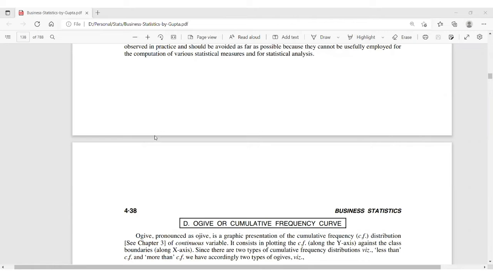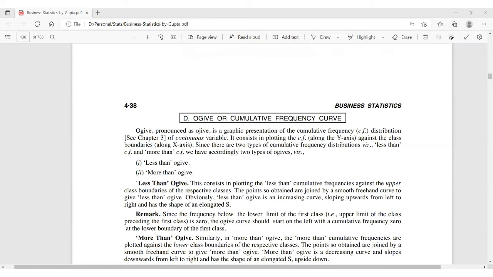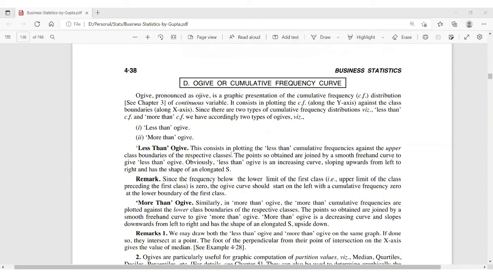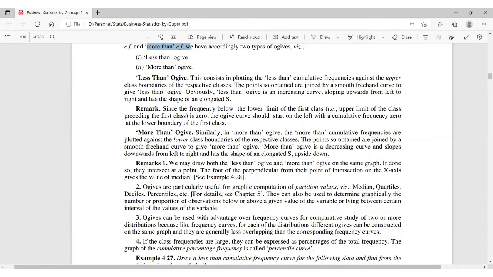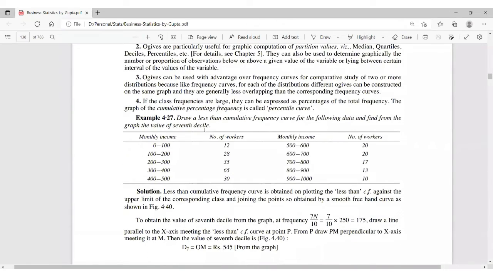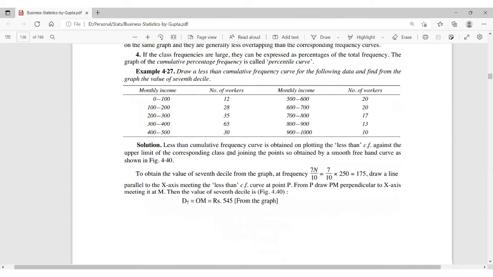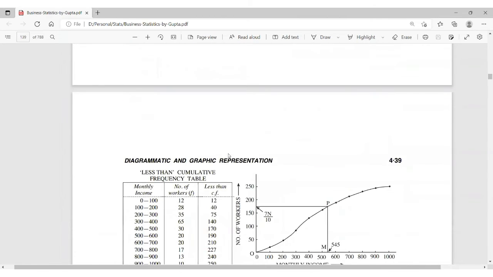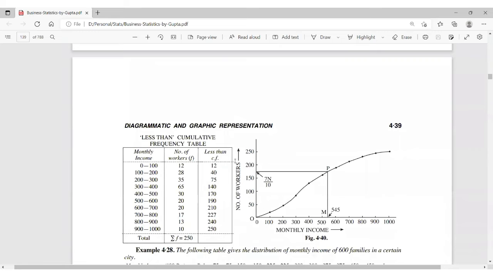Okay. Now, AIHMS curve. AIHMS curve or the cumulative frequency curve, right? AIHMS is two type of curve, less than cumulative frequency or more than cumulative frequency, right? There are two type of AIHMS, less than AIHMS or more than AIHMS. Now, let me do with an example. Draw the less than cumulative frequency curve of the following data; from the graph, find the value of the seventh decile. Okay. See. Leave the decile values. I'll show you this lesson.